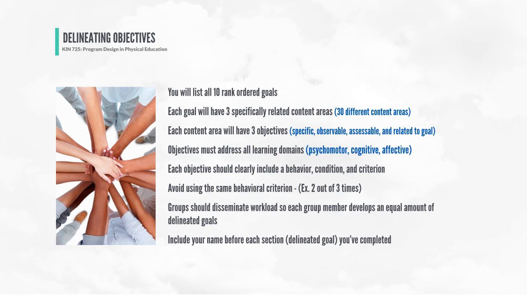Also, your groups should disseminate the workload evenly so that each member of your group or your curricular team has an equal amount of goals that they need to delineate and work through. And as you begin to complete this process, do it on one page. So everyone's going to contribute, and you are going to include your name before each section, just like you did in the previous step, where you are being assessed specifically on the components that you have developed. And that should really be it for this step.